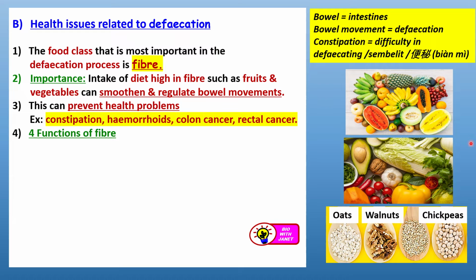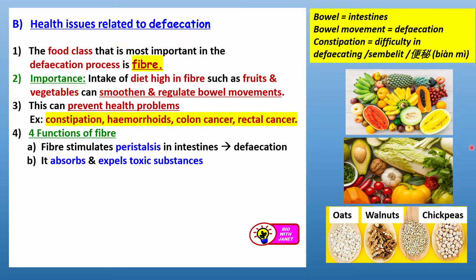So 4 general functions of fiber. Firstly, fiber stimulates peristalsis in the intestines, and this will promote defecation. Peristalsis means the contraction and relaxation of the smooth muscles in the walls of the intestines, all right, that can promote bowel movement and then cause defecation to occur.